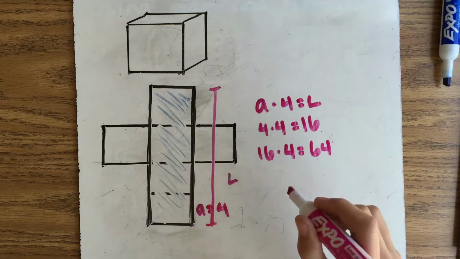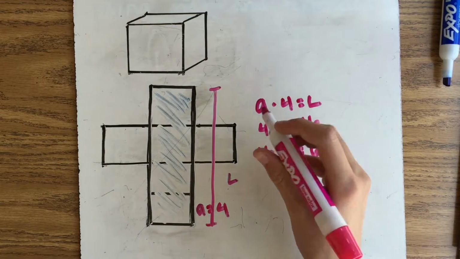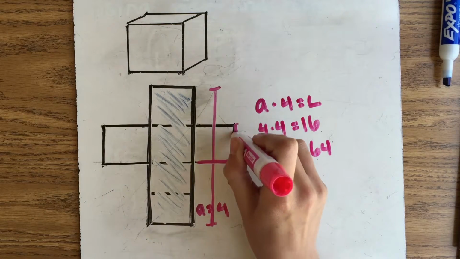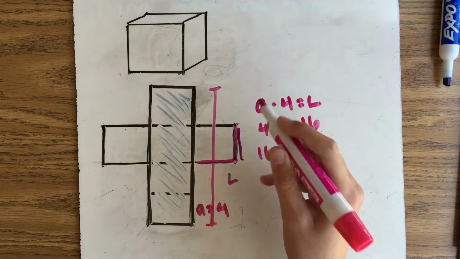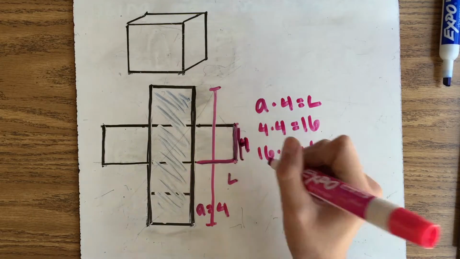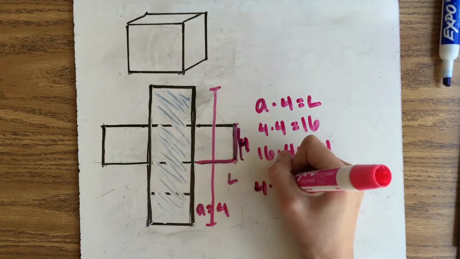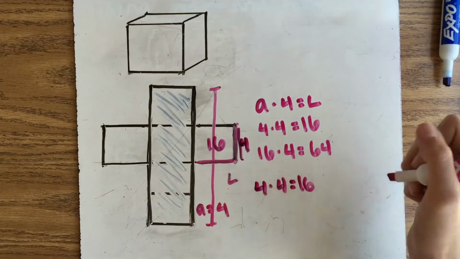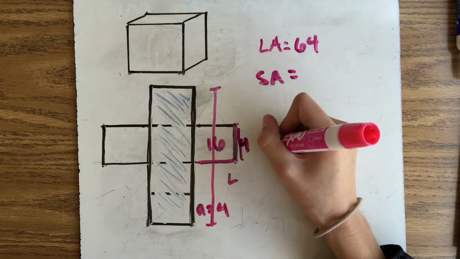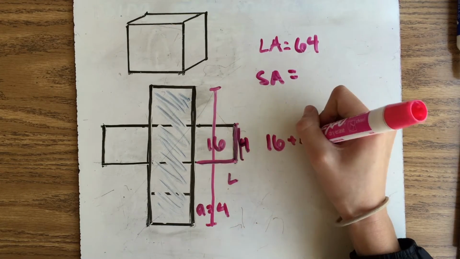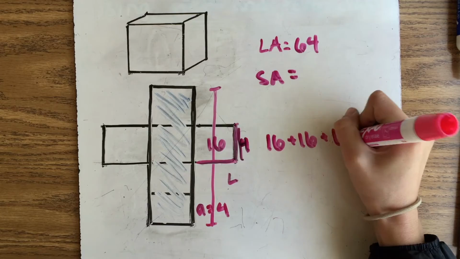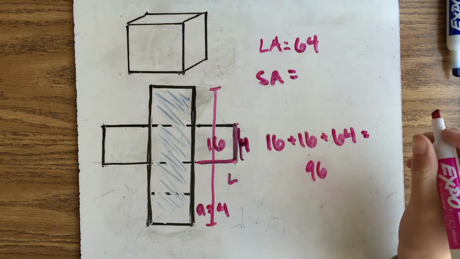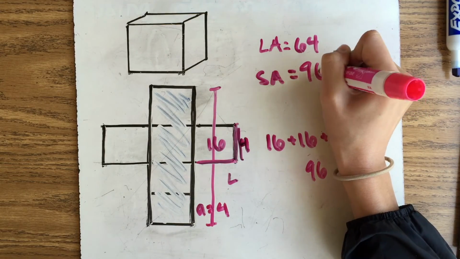Then if we want to find the surface area, we would need to do the base times height of the base. So if this is a cube, then this would be 4 as well. So it would be 4 times 4, which is equal to 16 as the area of this. To find the surface area, we're going to do 16 plus 16 plus the lateral area, so 64, which is going to give us 96. So for the surface area, we have 96.